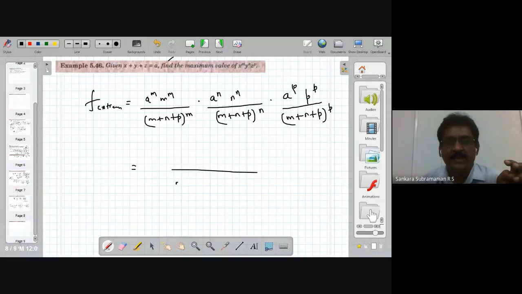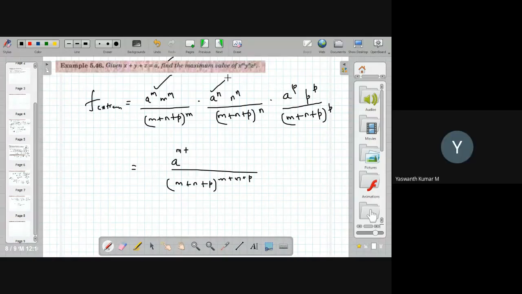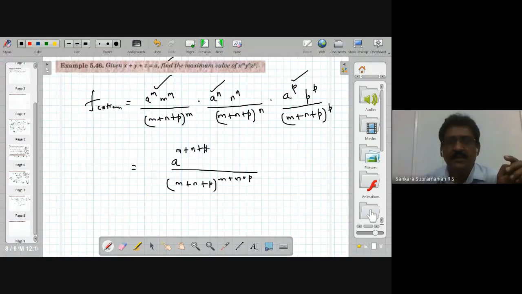Wait a minute. In the denominator, I have m plus n plus p to the power m plus n plus p. Here in the base you have a is common, so a to the power m plus n plus p, and this is m power m. This we cannot do anything, right? This is m power m, n power n, p to the power p will be the answer.